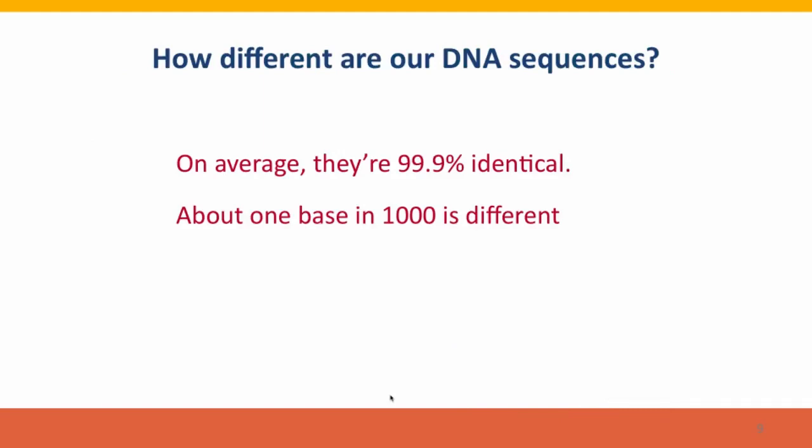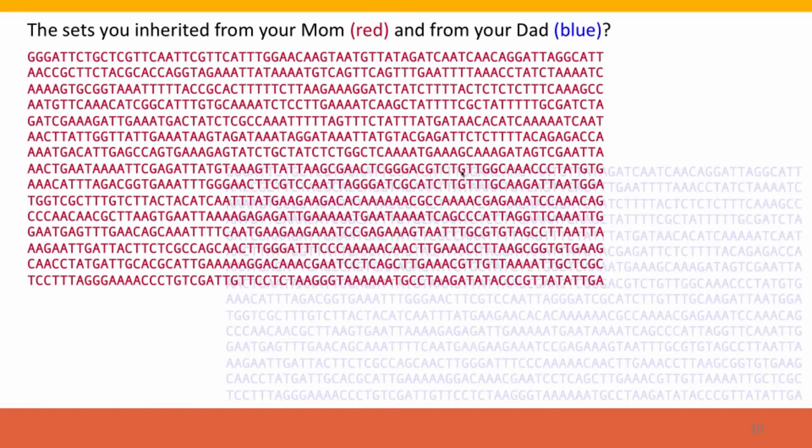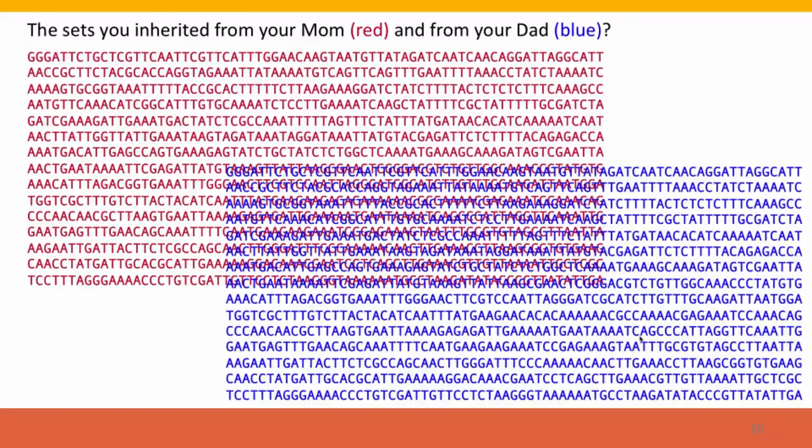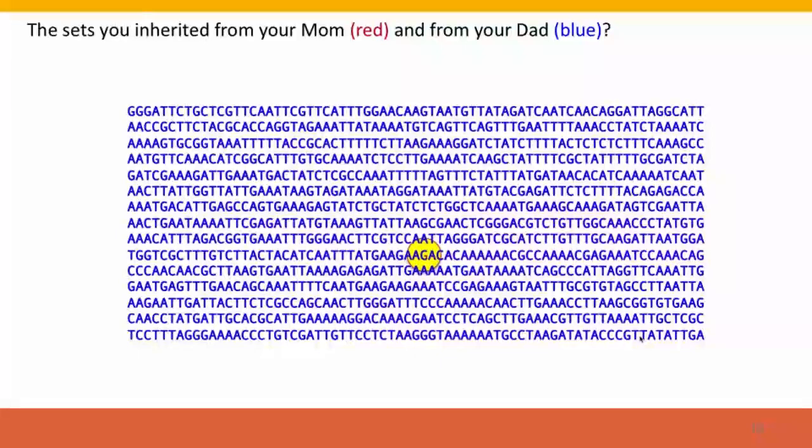Now, how different then are our DNA sequences? Well, from one perspective, they're very, very similar. So on average, they're 99.9% identical. A way to visualize that is to consider the set of DNA that you inherited from your mom and the set that you inherited from your dad, shown here in blue. Here I'm just showing 1,000 bases. If you compare them, what you'll find is that on average, in every 1,000 bases, there's just 1 sequence difference.